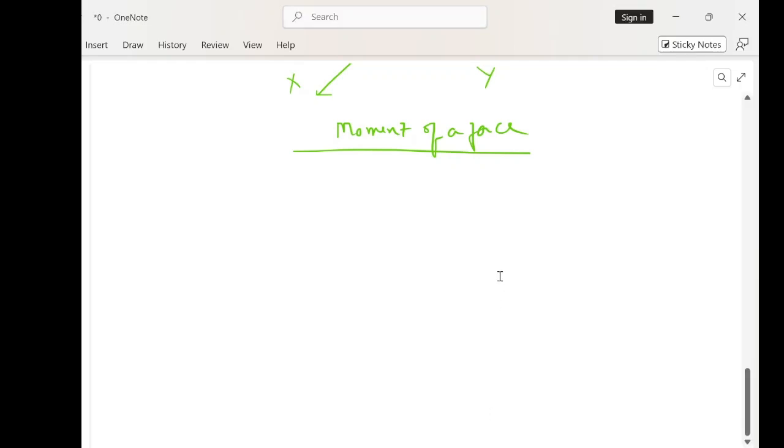Now let us recall the moment of a force. When we speak of moment of a force, I will segregate it with respect to a point and then with respect to a line, a given line. So with respect to a point, say this point I mark as O. How do we do it?